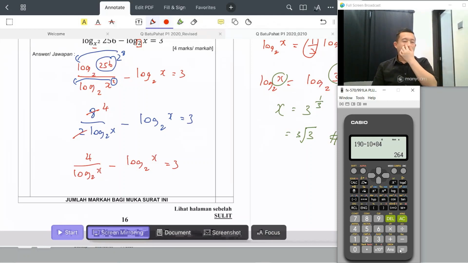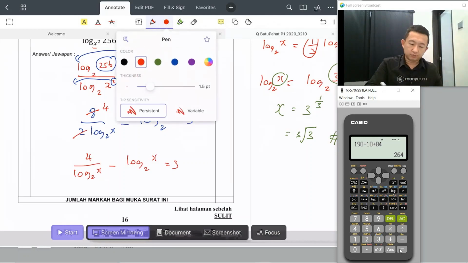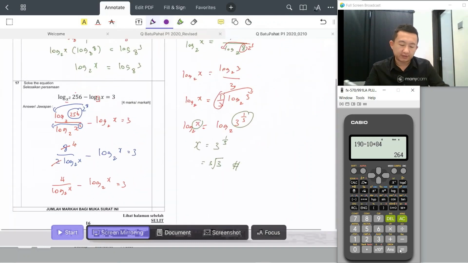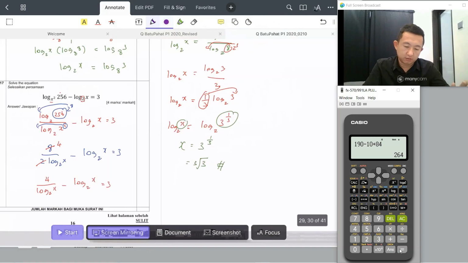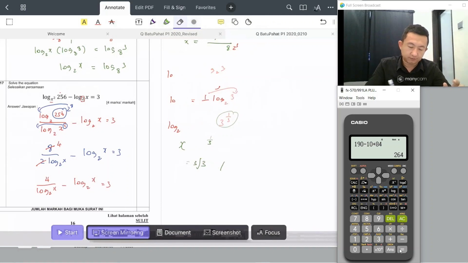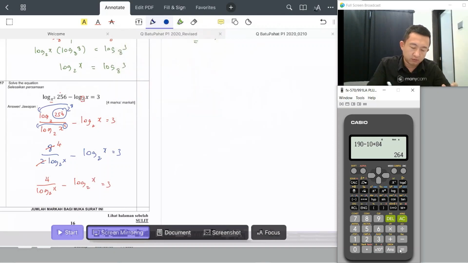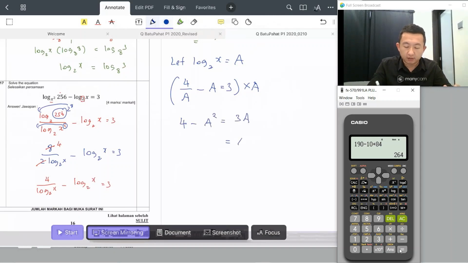Now you have the same thing, log 2x and log 2x. In order to continue, you can let, easier for you to understand. Let log 2x equals to a, so you have 4 over a minus a equals to 3. To continue, multiply by a. 4 minus a squared equals to 3a. A squared plus 3a minus 4 equals to 0.